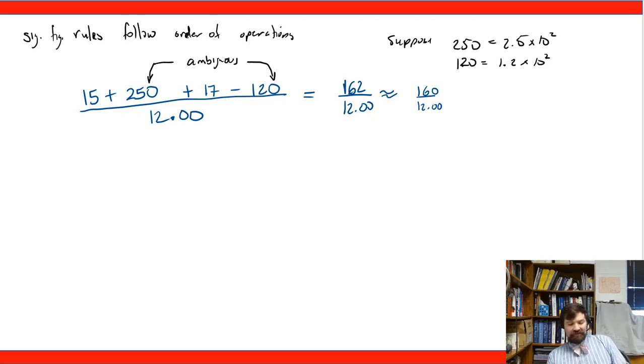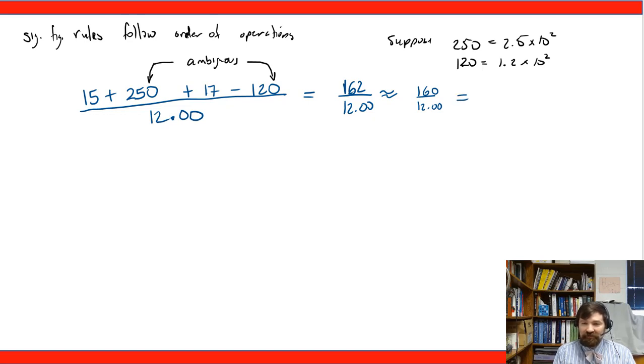Now with that said, when you go to do the work on your calculator, you can retain the 0, or you can retain the 2 in the 162 and round at the end. But you now know that there are only two significant figures in that top number, and therefore you're going to end up with two significant figures in the total quotient.